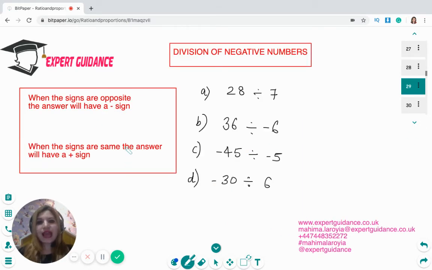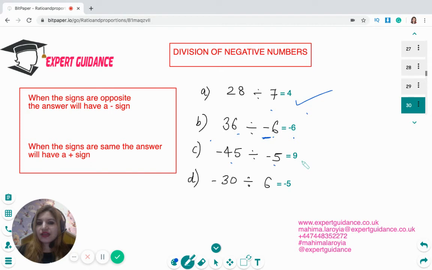The same thing happens in division. You divide the numbers normally, but if the two signs are opposite, the answer will have a negative sign. If the two signs are the same, the answer will have the positive sign. So let's try this question. 28 divided by 7 is 4, positive sign. 36 divided by minus 6 is minus 6 because it's the opposite sign.